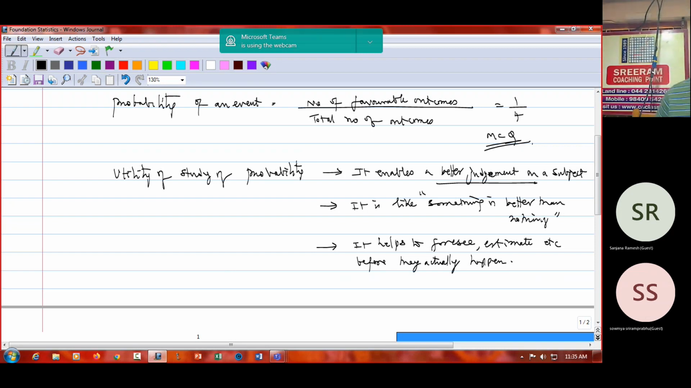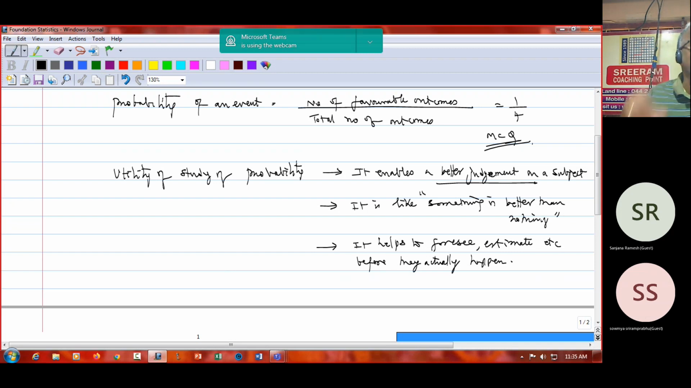Number of favorable outcomes, head, over total, head and the tail. So 2. Okay. Next example. A die is thrown. Probability of even numbers. You put the number later as 1/2, but the full number you write as 3/6.